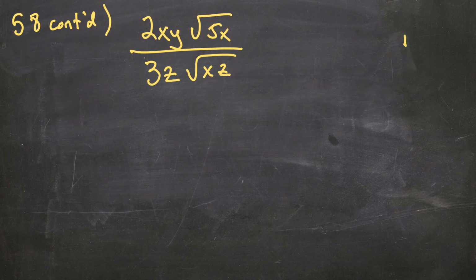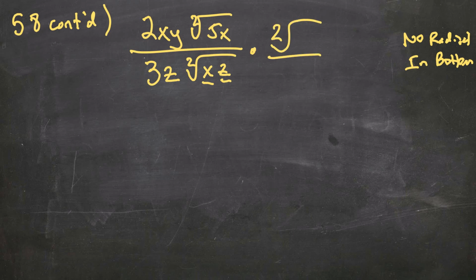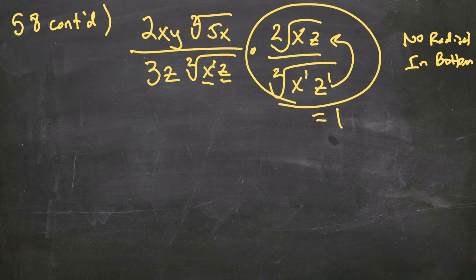Now, remember, there's no radical allowed on the bottom. So I need this x and z to go away. Now remember, there's a little 2 there. So I'm going to multiply by the square root over the square root. Now I have 1x. I would love to have 2, so I put another x there. I have 1z. I would love to have 2, so I put 1z there. Whatever I put there, I put on top, because remember, this has to equal 1.